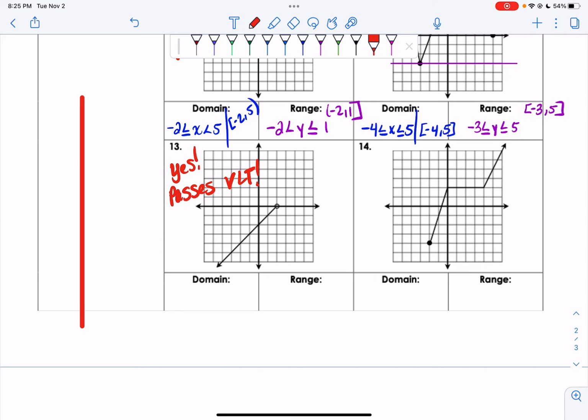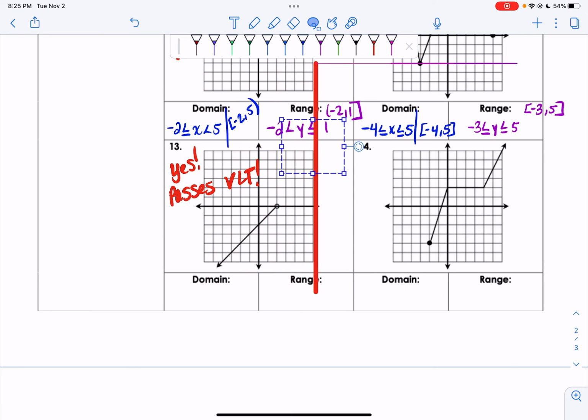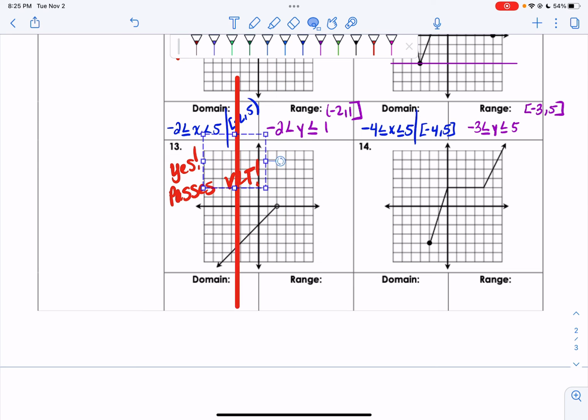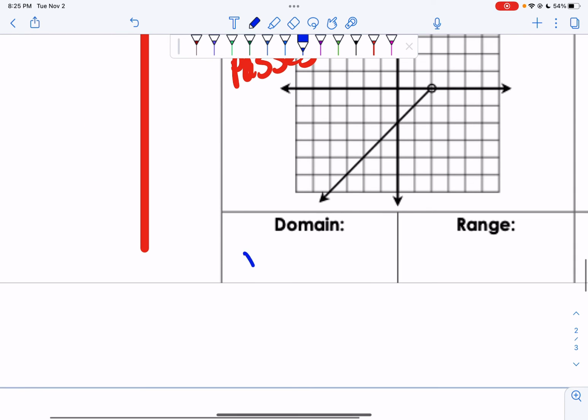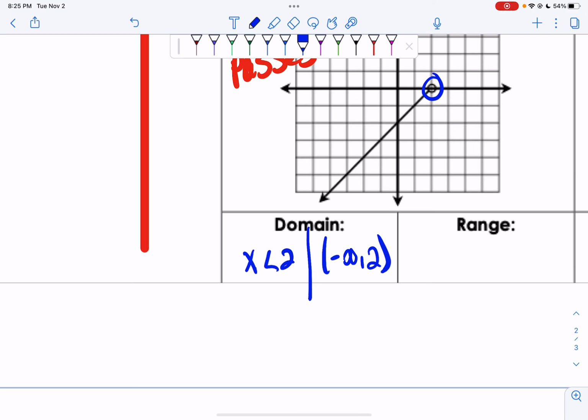Now, if I look, it goes on forever to the left of my point. It goes on forever and ever in this direction. But I don't go to the right of this x value of 2. So my domain is actually x less than 2 because it's a bullet hole, or I can write it as negative infinity to 2.